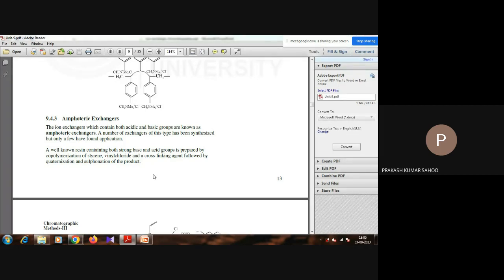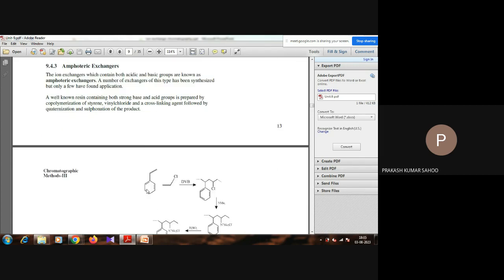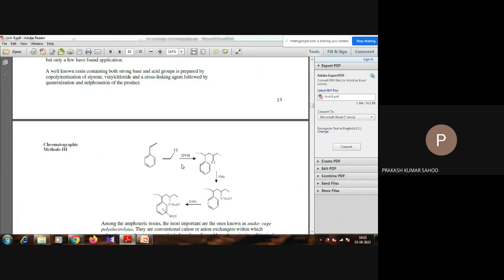A number of exchangers of this type are synthesized. A well-known resin containing both strong base and acid groups is prepared by copolymerization of styrene with vinyl chloride. Vinyl chloride is CH2=CHCl. This is vinyl chloride and a cross-linking agent, followed by quaternization and sulfonation of the product.